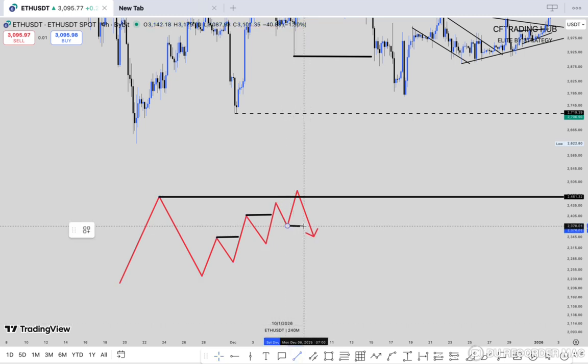After the change of character happened over here, this is what we call a structure shift. The name is all the same. If I call it a break of structure, it's the same. If I call it a change of character, it's the same. If I call it a structure shift, it's the same. Because what is happening? A structure is being broken over here. This particular low is being broken, and the break of this particular low is telling me that price is shifting from an uptrend to a downtrend. So anything I call it doesn't matter. You just have to know that structure is shifting from an uptrend to a downtrend. That is all that matters.